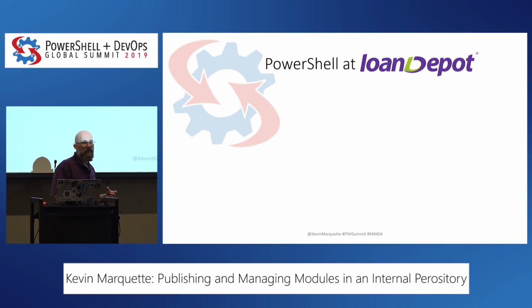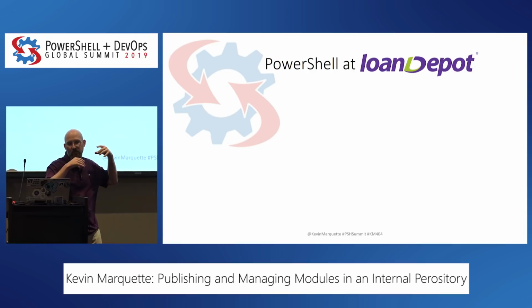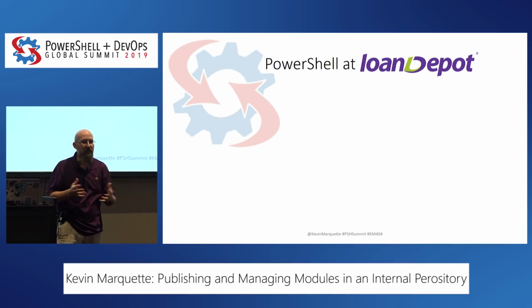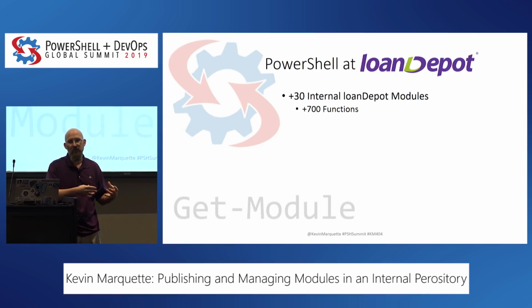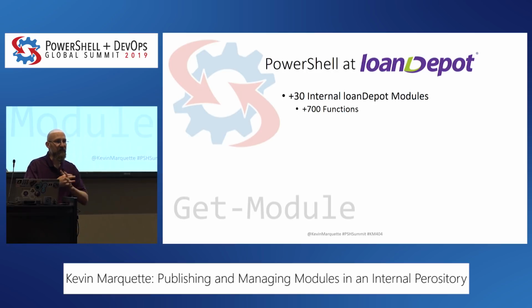At Lowe's Depot, we use quite a bit of PowerShell. It drives our whole automation pipeline for everything we do. We've built quite a few modules. We have 30-some internal modules, 700-some functions. That really drives every aspect of our day.